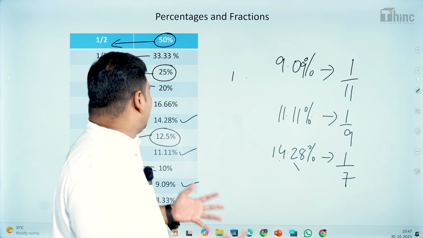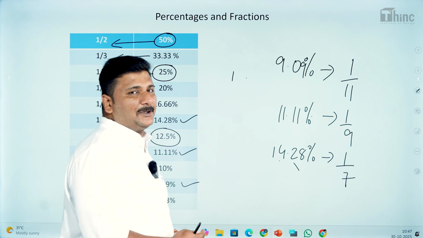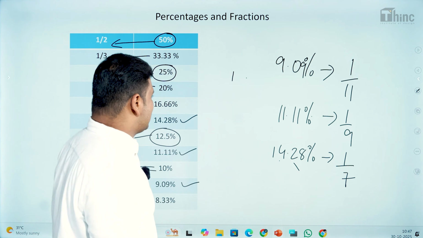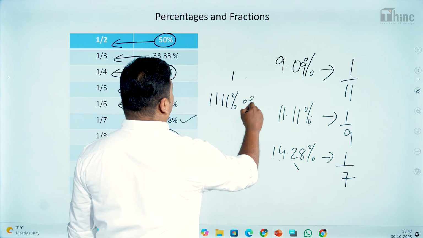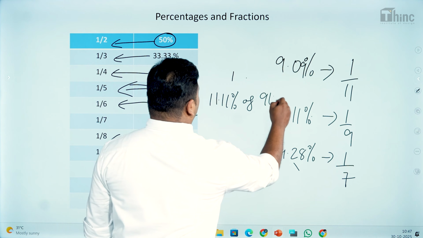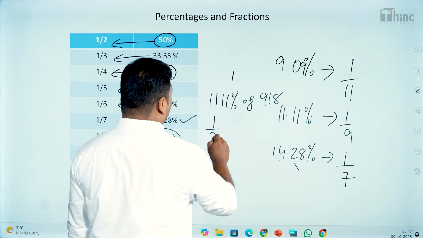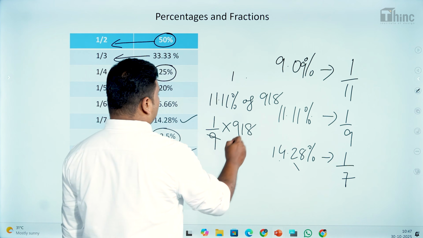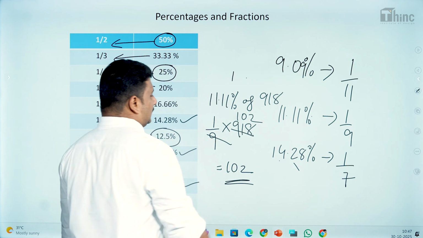So, in this way we can actually remember the percentages and corresponding fractions, and if you know the corresponding fractions we can do the calculations really fast. Okay, let's do one last question. Let's say we need 11.11 percentage of 918. We can use the corresponding fraction which is 1 by 9. So, it's 1 by 9 into 918. So, it's nothing but 102.